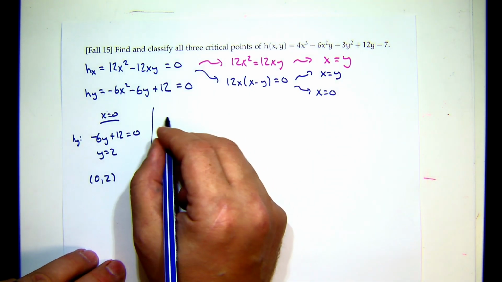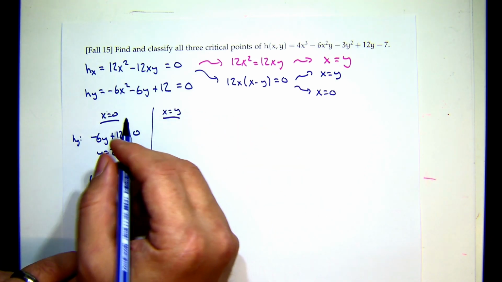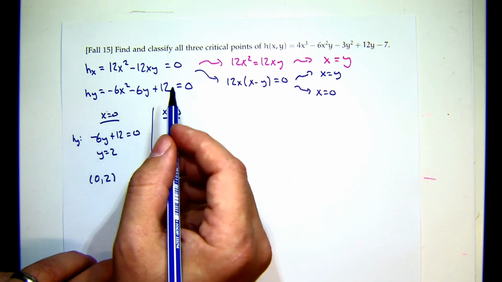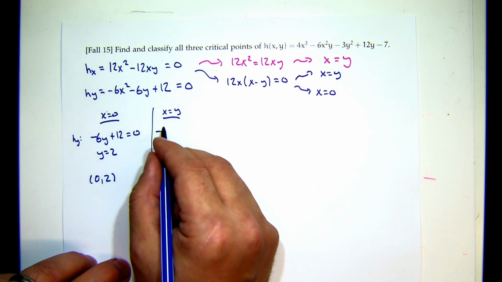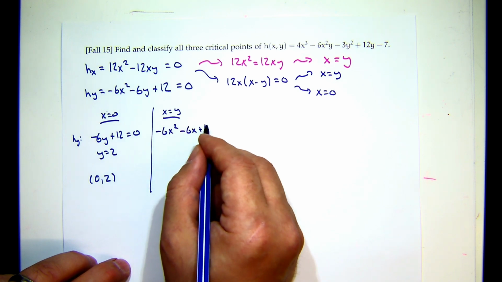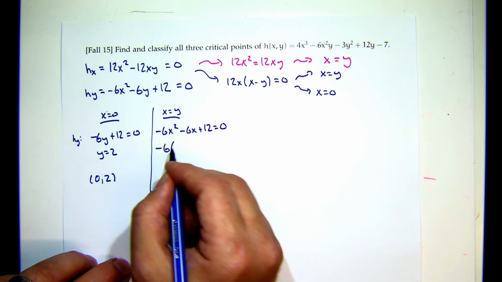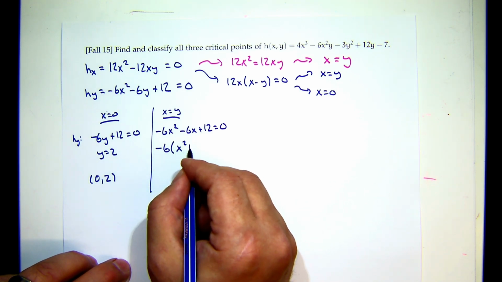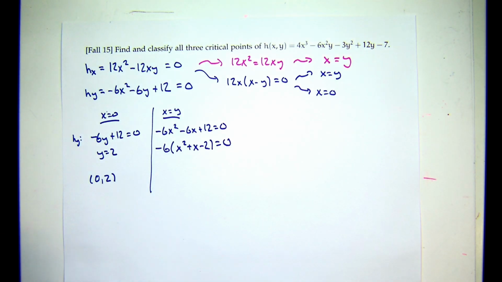On the other hand, if I said x equals y, so here what I can do is everywhere I see y, I'll replace the y by x. So minus 6x squared minus 6x plus 12 equals 0. Now obviously let's factor out the minus 6 just so we can see it more clearly: x squared plus x minus 2 equals 0. Now how can we work with this x squared plus x minus 2?